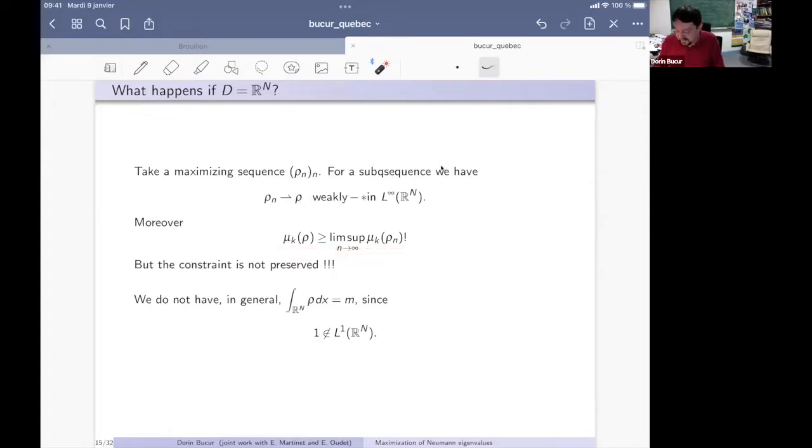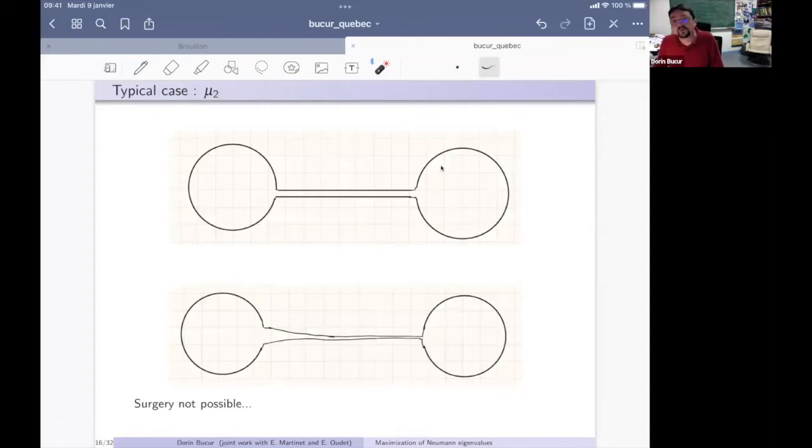Then what is missing? There is something crucial which is missing: the constraint is not necessarily verified. This is just a consequence of the fact that the constant function 1 does not belong to L1, of course. From a practical point of view, the density rho here can be 0. Imagine that you have a maximizing sequence for mu1. We know that the maximizer is a ball, and you take one ball and then you translate the ball and push it to infinity. Well, the ball disappears and the density in the limit will be the 0 density. So this is the mass constraint which is lost. And here I draw two situations for mu2.